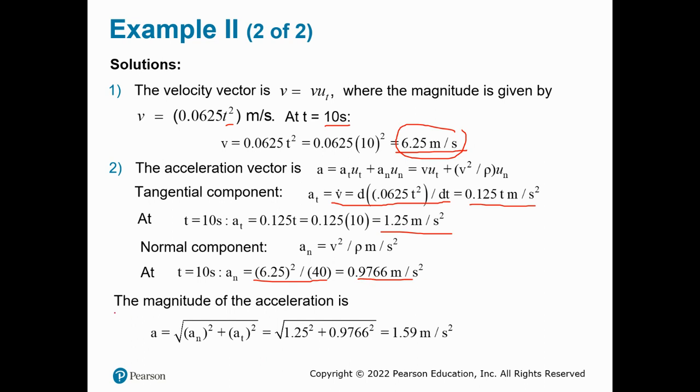Now again, the normal component and the tangent component are perpendicular to each other. We're taking the square root of a_n squared plus a_t squared. This gives me the magnitude of the acceleration overall.